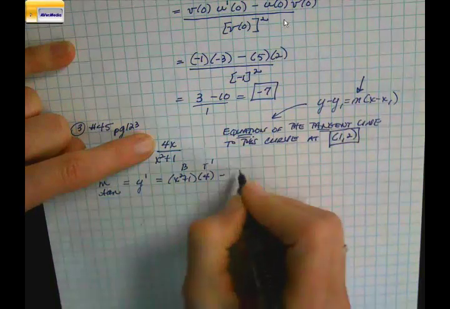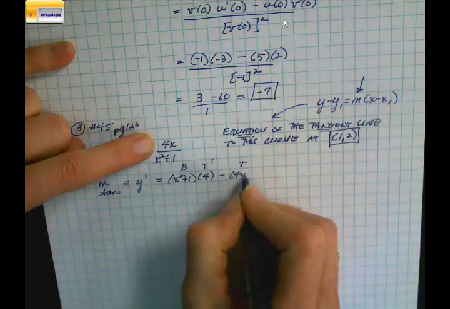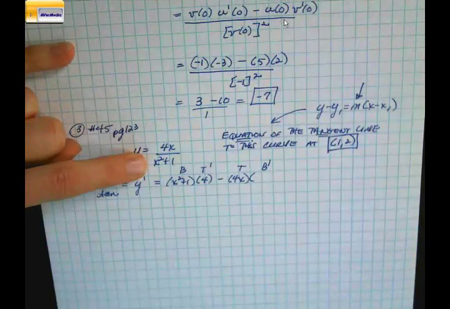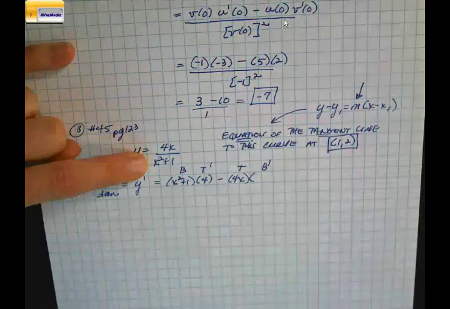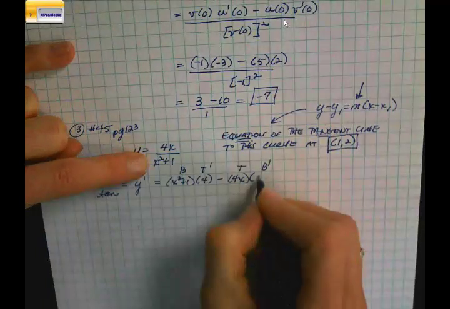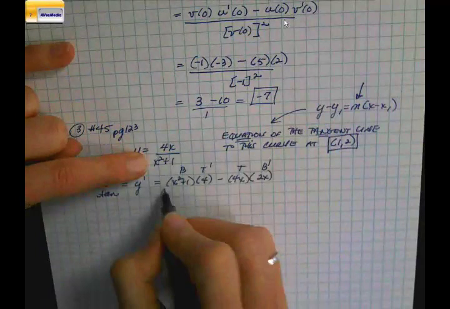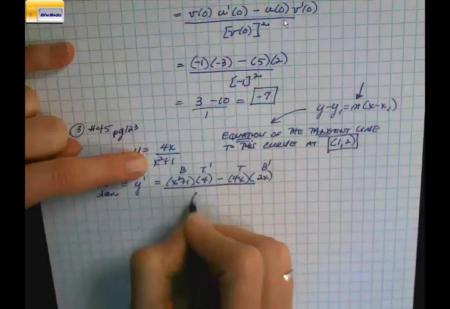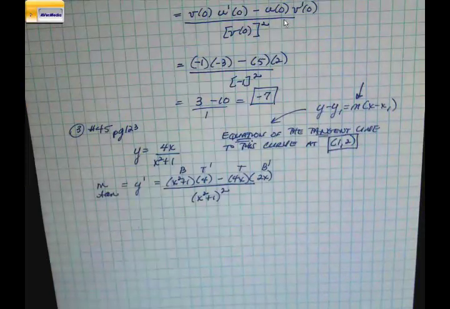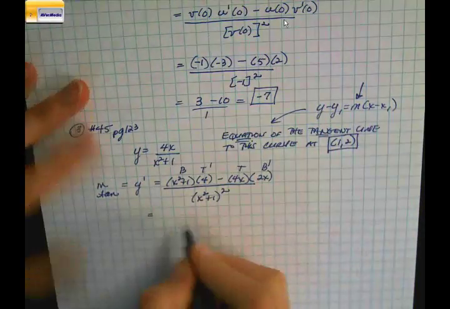That's the bottom times the derivative of the top, minus the top, which is 4x, times the derivative of the bottom. What's the derivative of the bottom? 2x plus 0, because the derivative of 1 is 0, or just 2x, divided by the bottom squared, which is x squared plus 1 squared. And we really don't want to expand that. Don't do FOIL to that. Just leave it alone.